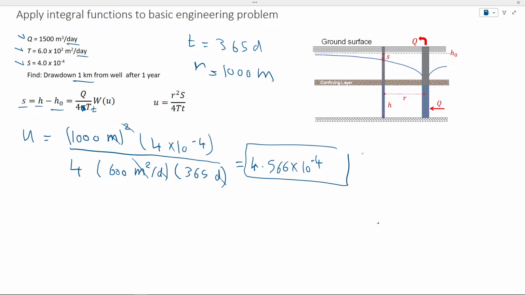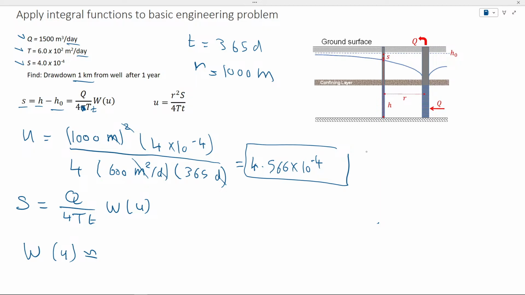Now, I'm asking you to find s. So s is equal to Q over 4 pi T times W(u). And do I know this guy? Yes, I know this guy. I have a solution for this, not equal, approximately equal. I'll just write the solution.